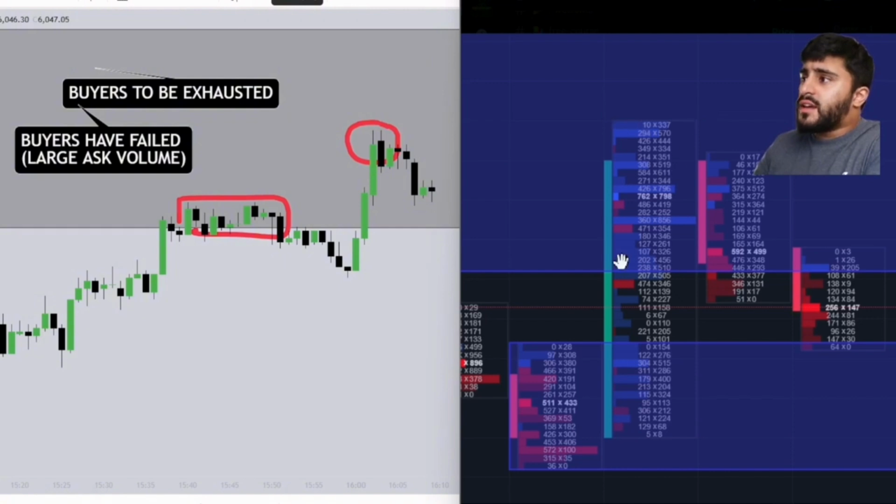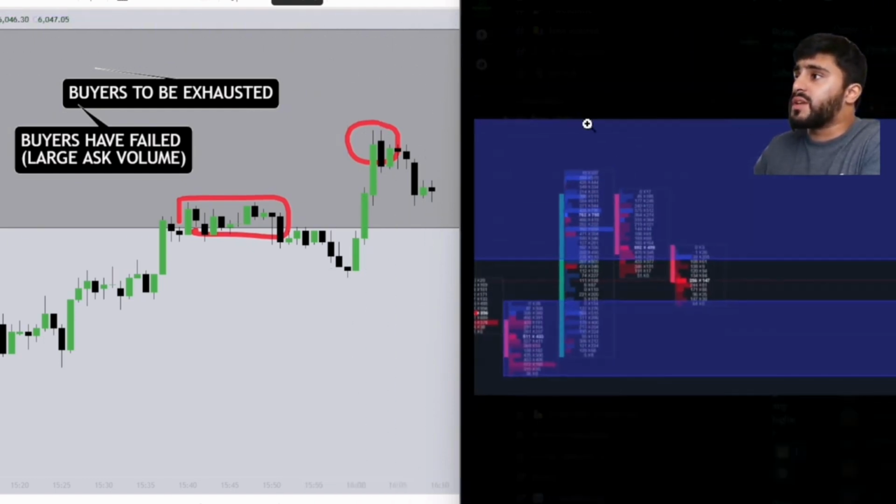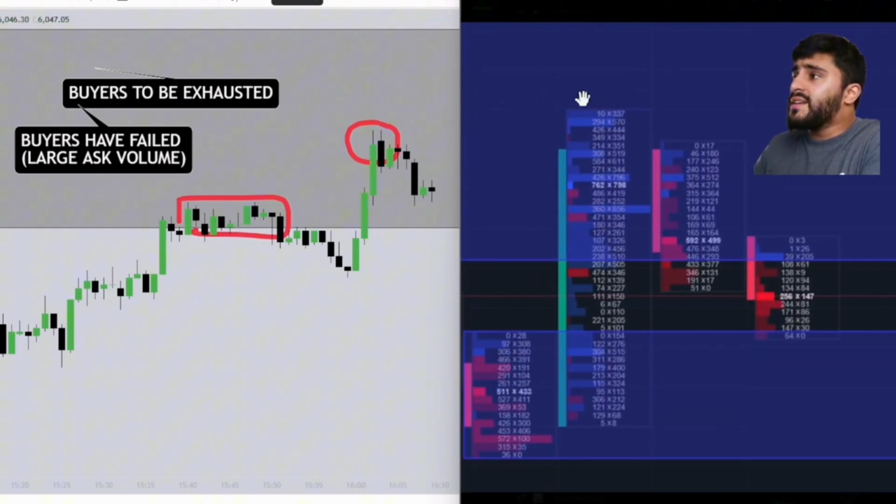So when you see a large number of aggressive buyers coming into an area, and the buyers do not break above the fair value gap, we can see the fair value gaps over here, we can see that these buyers have been very unsuccessful. A huge number of aggressive buyers have been unsuccessful. Now, a lot of people will say, oh, there's more buyers than sellers. Well, that's not completely correct. There's more aggressive buyers than sellers.